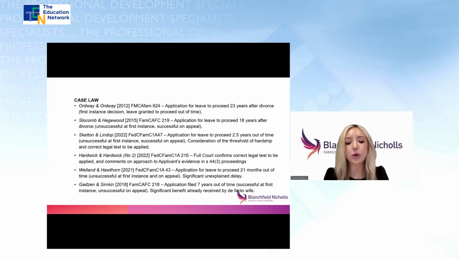Because those findings were open on the evidence, the exercise of discretion did not miscarry, and the appellant's appeal was dismissed. So despite the court finding that she would suffer some hardship, because the court was not satisfied as to the reason for the delay, she was not permitted to proceed out of time.